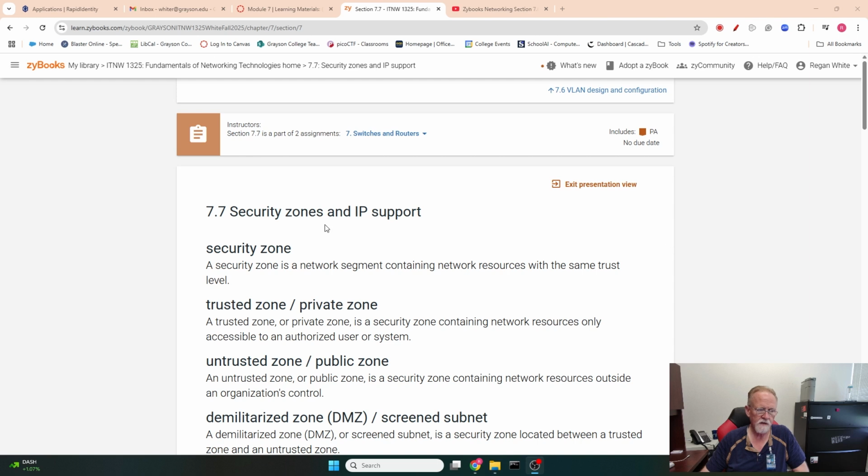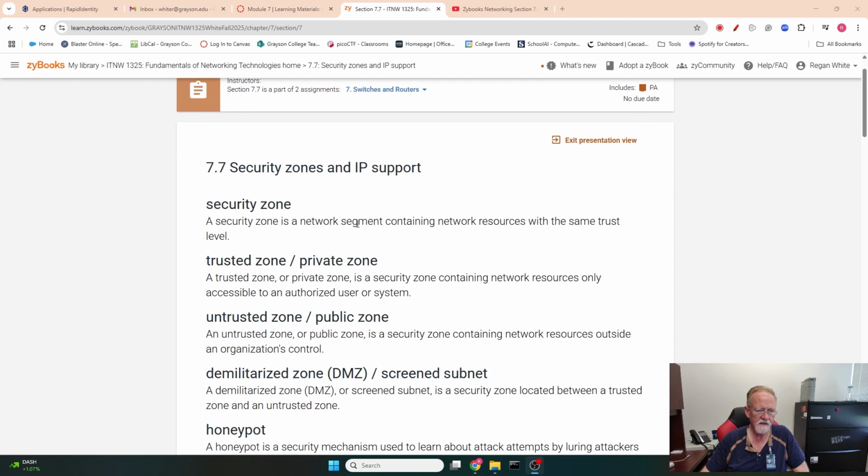This lecture will cover security zones. Essentially we're going to define them, what the various different security zones are, and then we'll talk about IP support. So let's go ahead and look. Okay, Module 7, Section 7, Security Zones and IP Support.